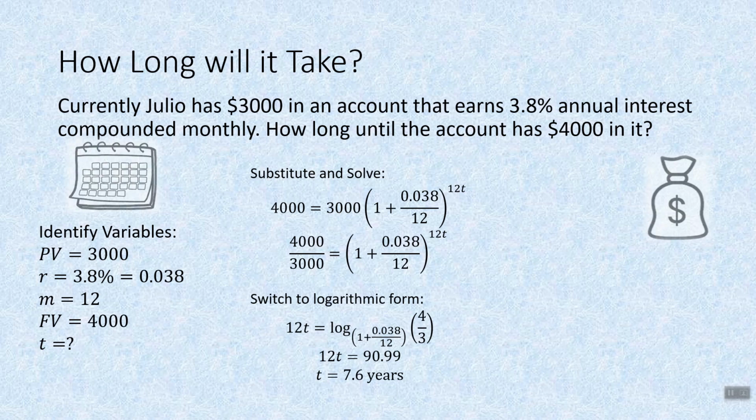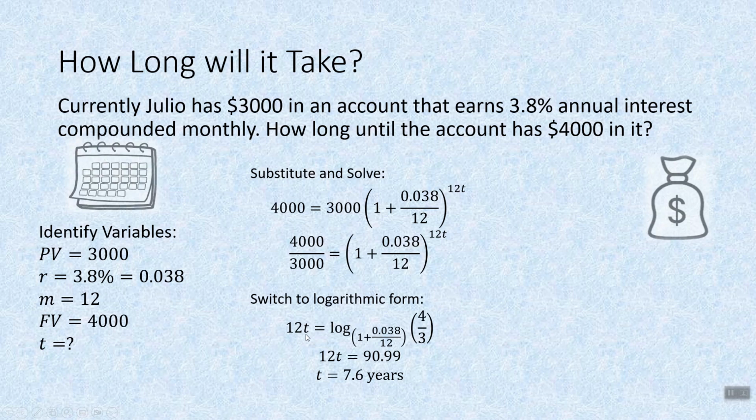Well, we switch to logarithmic form, right? 12t is the power, that's all a logarithm is, that I raise 1 plus 0.038 over 12 to in order to get 4/3. Notice I divided 4,000 by 3,000 to get 4/3. All I did was rewrite this exponential equation in logarithmic form. Now in logarithmic form, we can solve this, whether you use the change of base formula or you have a log base application on your calculator. You could find this value as 90.99.